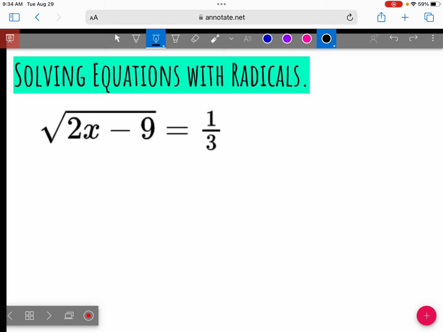So what do we need to do here to undo the square root? Square it, right? Undo a square root, we're going to square both sides. That cancels my square root and my square out, so we get 2x minus 9 equals what? 1/3 squared, which is 1 over 9. 1 squared over 3 squared, which is 1 over 9.